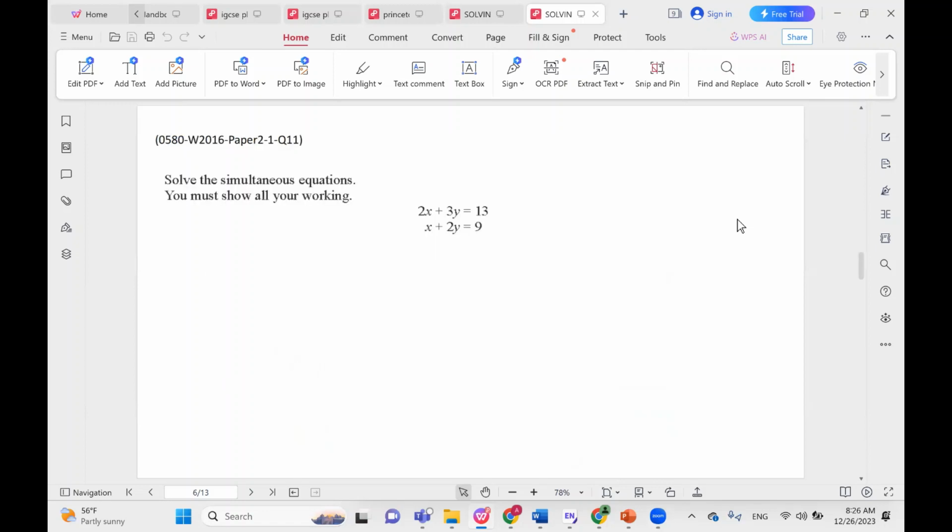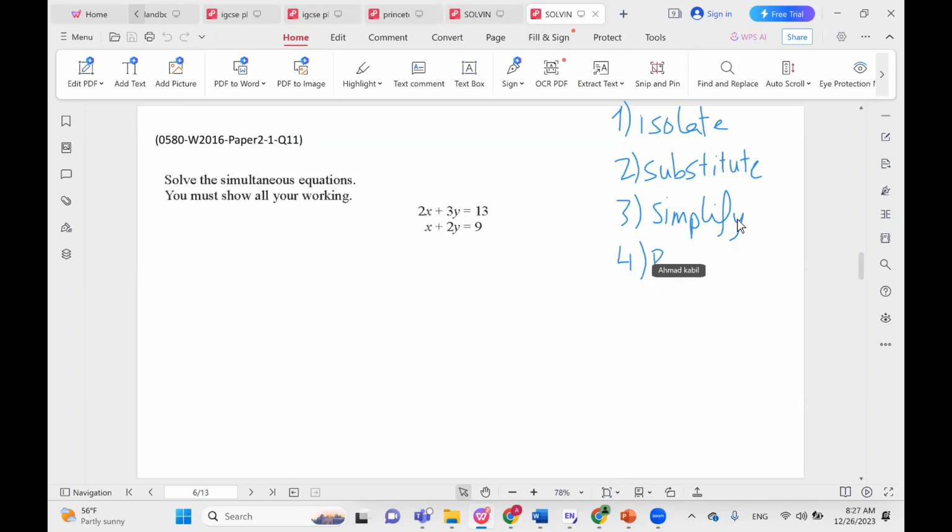Moving on, back to systems of linear equations. So of course, this is linear because there is no y power 2 or x power 2 or xy term, right? So these can be solved either by elimination or by substitution. We're doing substitution in this video. So again, let's review our steps quickly. Isolate, substitute, simplify, plug, and possibly, optionally, check. If it's easy to check, then you check.